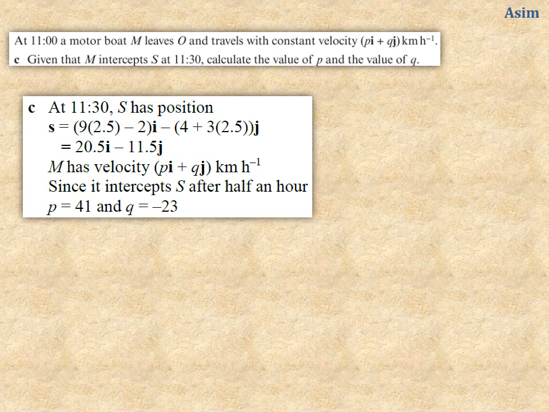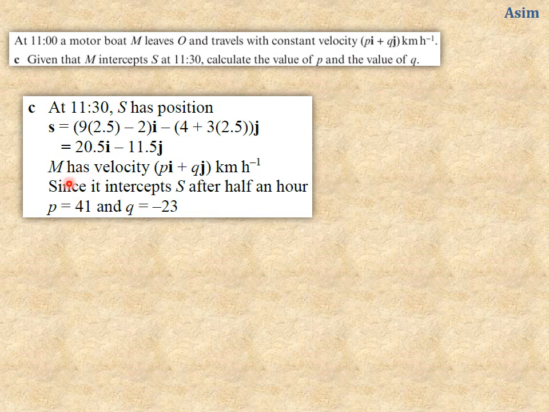Now the third part of the question says at 11 a motorboat M leaves O. In the question they said O is the origin, so we know it is 0i plus 0j, and it travels with constant velocity. Now we have to find the velocity basically. Given that M intercepts S at 11:30, we know that the final position of both M and S at 11:30 is the same. So we can find the final position of S at 11:30, and that will be the same as the final position of M.